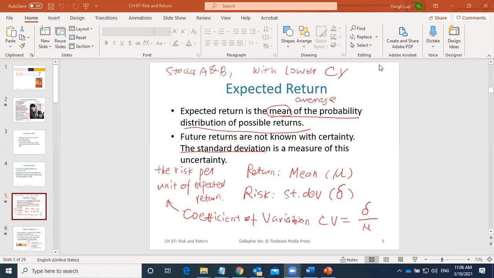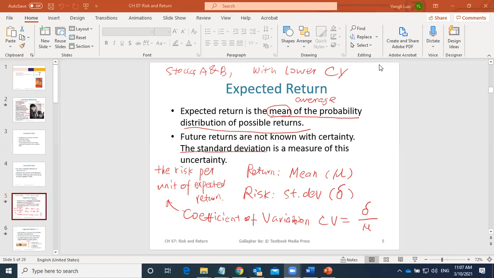If two securities have different return and risk, calculate the coefficient of variation. That will give you the idea which stock or which security you're supposed to choose. Okay, what is the coefficient of variation?